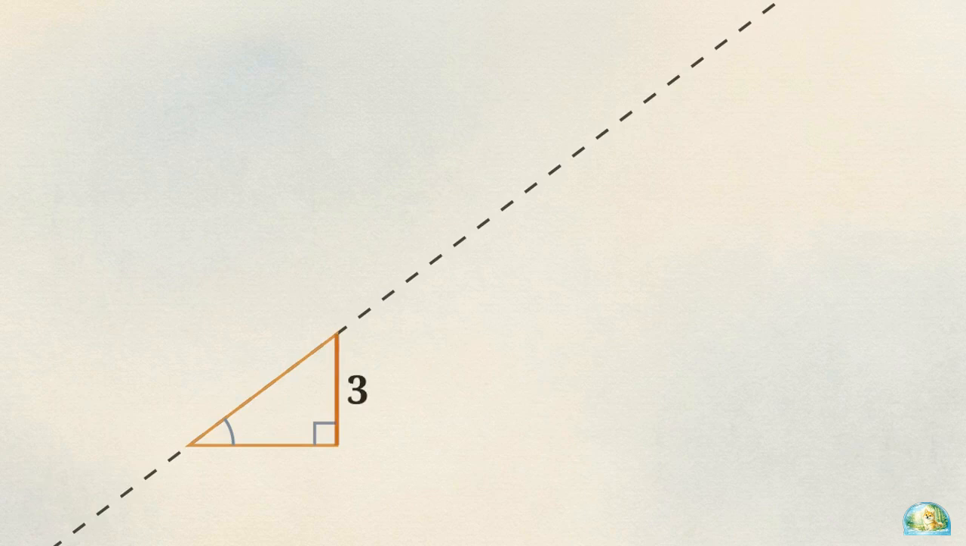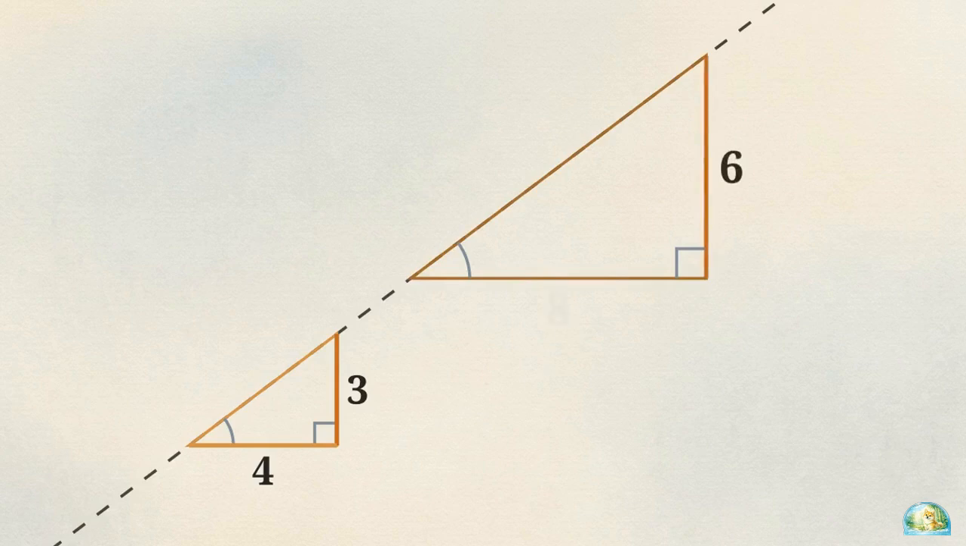On the small triangle, Slate's vertical climb, the rise, is 3 stone ledges. The horizontal distance, the run, is 4 paces. Higher up, the rise is 6 ledges, the run is 8.